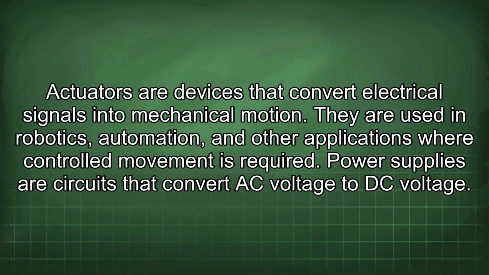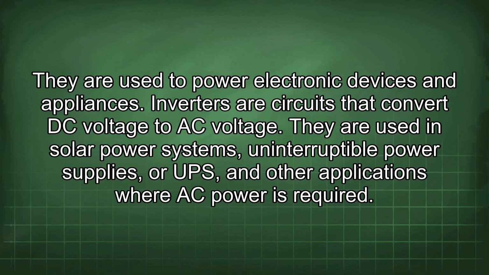Actuators are devices that convert electrical signals into mechanical motion. They are used in robotics, automation, and other applications where controlled movement is required. Power supplies are circuits that convert AC voltage to DC voltage. They are used to power electronic devices and appliances.